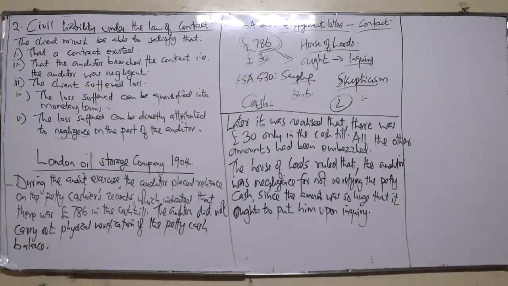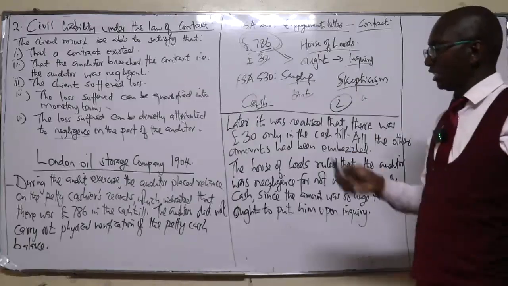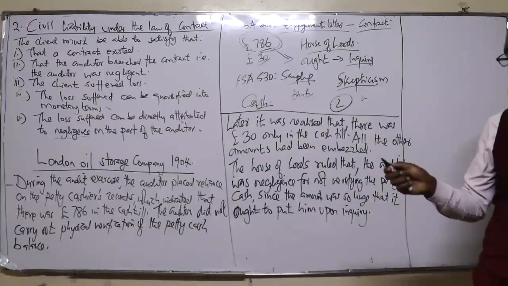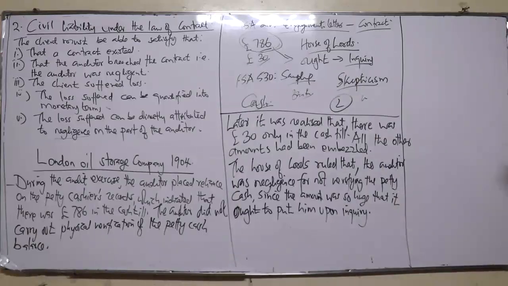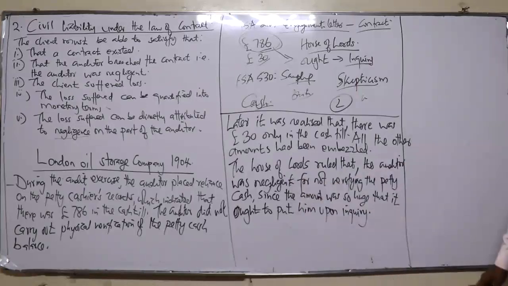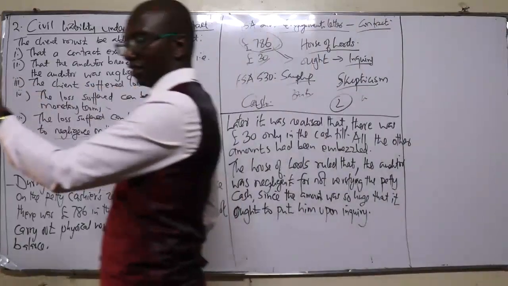So during the audit exercise, the auditor placed reliance on the petty cashier's records, which indicated that there was £786 in the cash till. The auditor did not carry out physical verification of the petty cash balance. Later, it was realized that there was only £30 in the cash till. All the other amounts had been embezzled. The House of Lords ruled that the auditor was negligent for not verifying the petty cash, since the amount was so huge that it ought to have put him upon inquiry. So negligence is failing to do what a professional accountant should do, or doing what a professional accountant should not do. That's negligence.